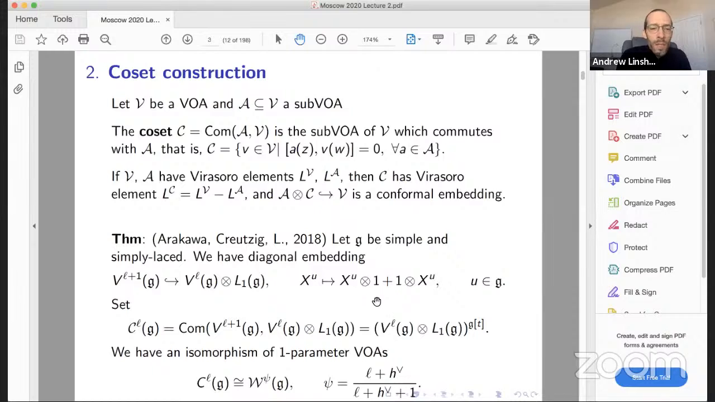Another duality that's well known and quite basic is the so-called coset realization. So this works when G is simple and simply laced. So if you take the affine vertex algebra at level L of G tensored with the simple one at level 1, it has a diagonal embedding of the level L plus 1 affine VOA. And you can consider the coset of this copy of V^(L+1)(G) inside. And that's the same as the G[t]-invariants in this tensor product. And this is, as a one parameter VOA, isomorphic to the W algebra, W^psi(G), with this level.